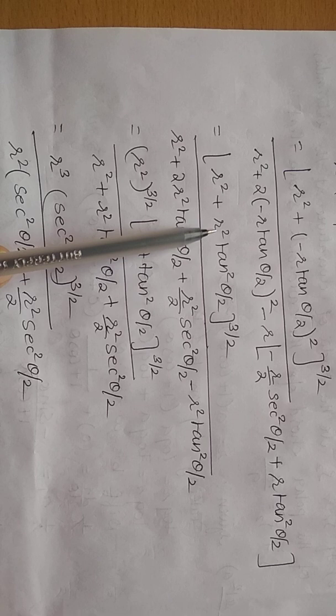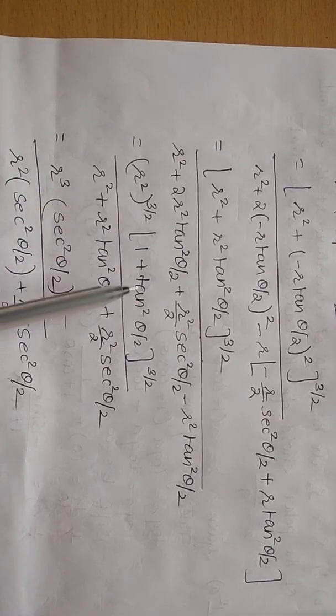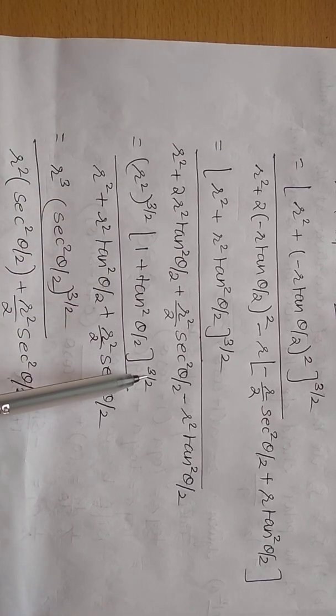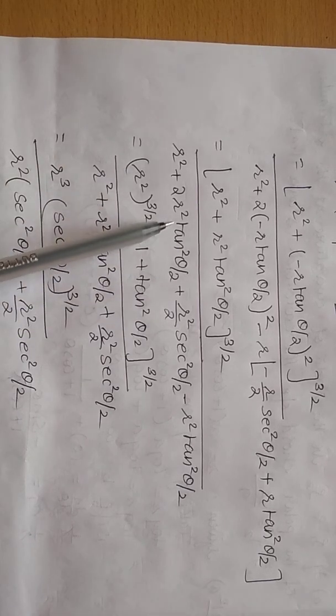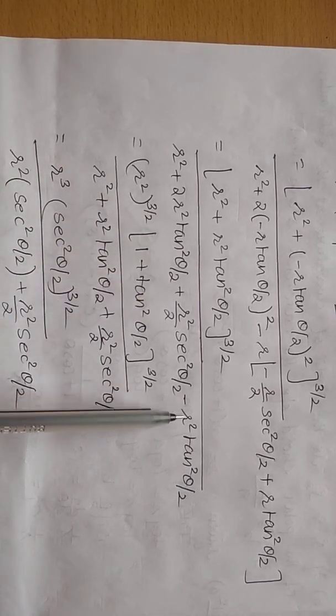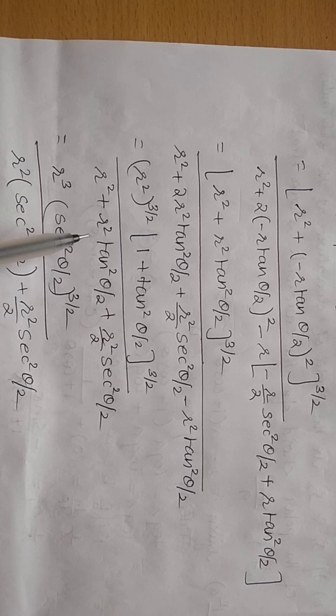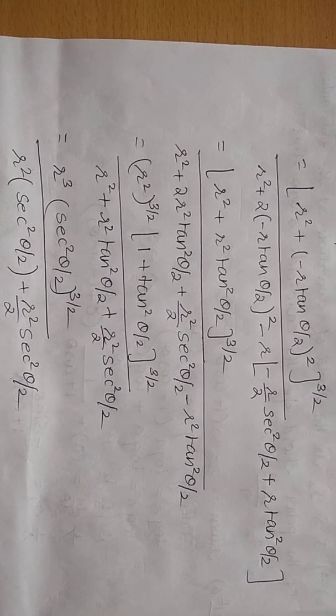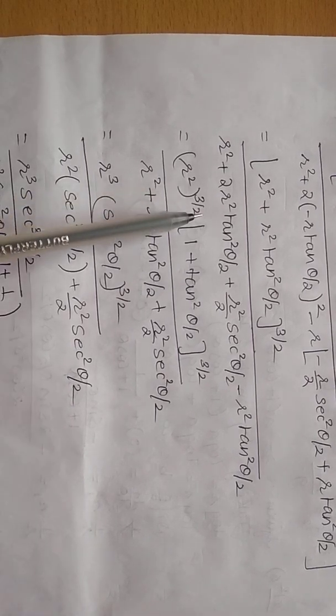Taking r square common, raised to 3 by 2, remains here 1 plus tan square theta by 2 raised to 3 by 2. In the denominator, 2r square tan square theta by 2 minus r square tan square theta by 2 will become r square tan square theta by 2 plus r square by 2 sec square theta by 2. This 2 and this 2 will get cancelled.